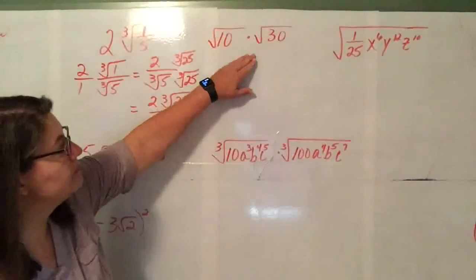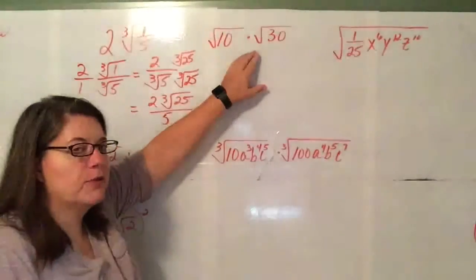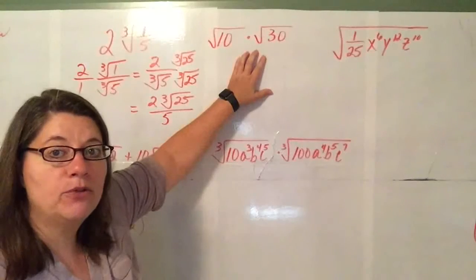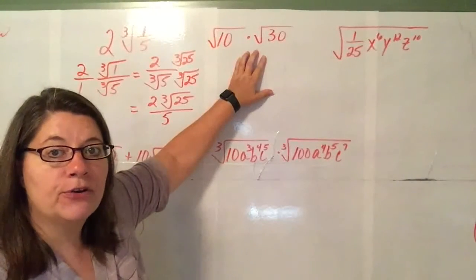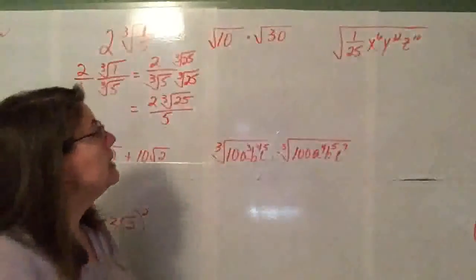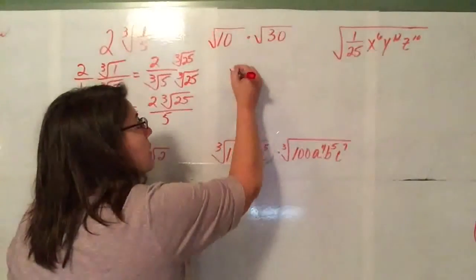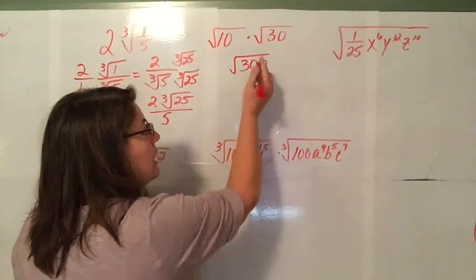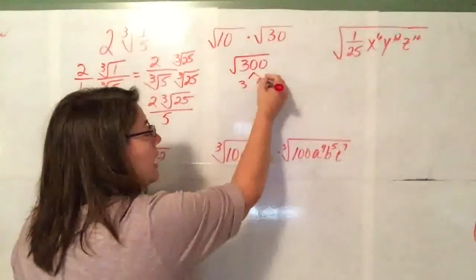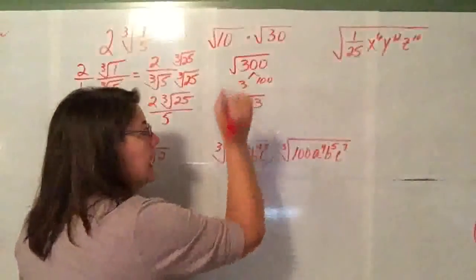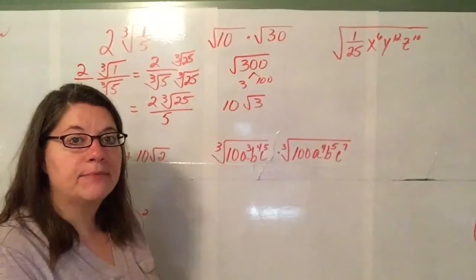For this one, if you have 2 radicals multiplied together, you could either simplify the 2 radicals first and then multiply, or you can multiply first. I tend to multiply first because most of the time it's easier to do that. So if I multiply first, that's going to be the square root of 300. And then I know 300 is 3 times 100, and 100 is a square number. So I can bring out a 10, and I have the square root of 3 left inside.